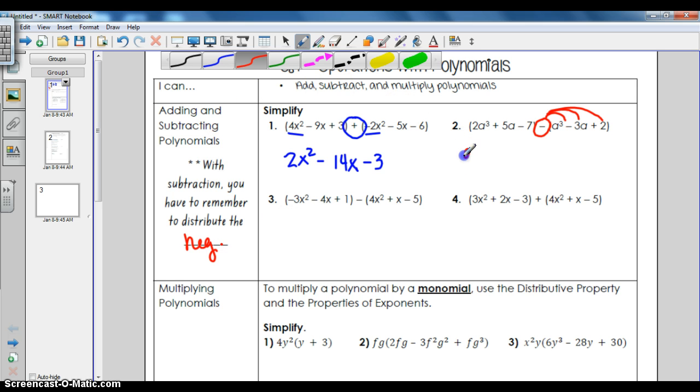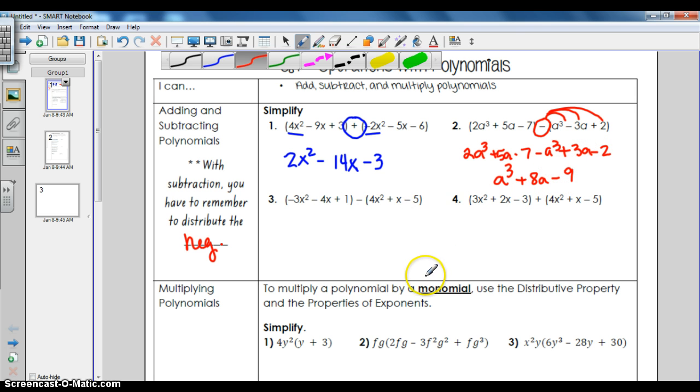So we have a 2a cubed plus a 5a minus 7 minus a cubed plus, because again we're distributing, 3a minus 2. So now go ahead and add those like things together to get a cubed plus 8a, and then negative 7 and negative 2 for a negative 9. And there's our final answer.